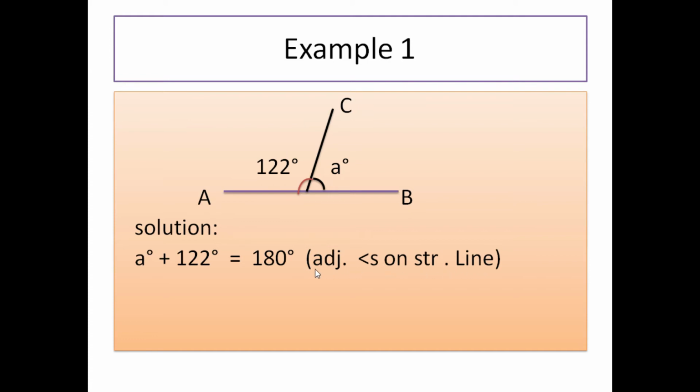This is the property of a straight line. We have to write it again. So I need the value of A. For the value of A, I move this 122 to the right hand side. When I move it to the right hand side, it will be subtracted from 180 degrees, and when I subtract 122 from 180, it will be 58. So A equals 58 is the answer.